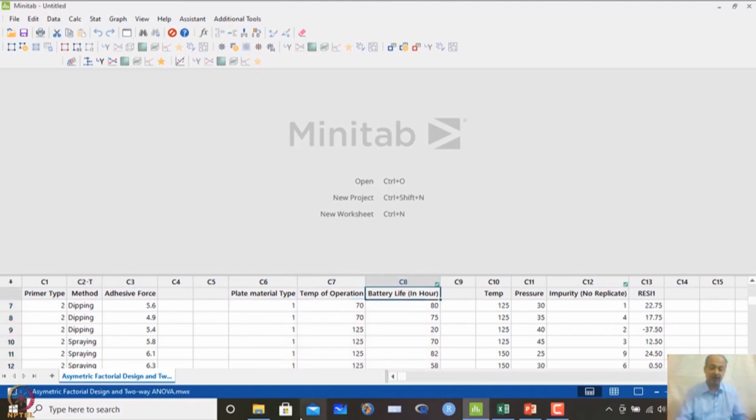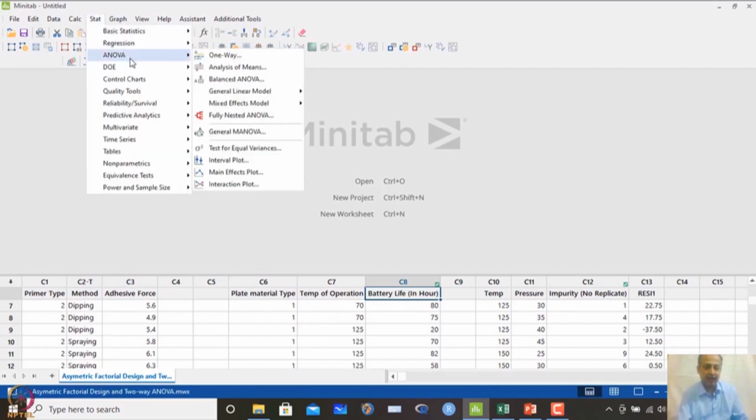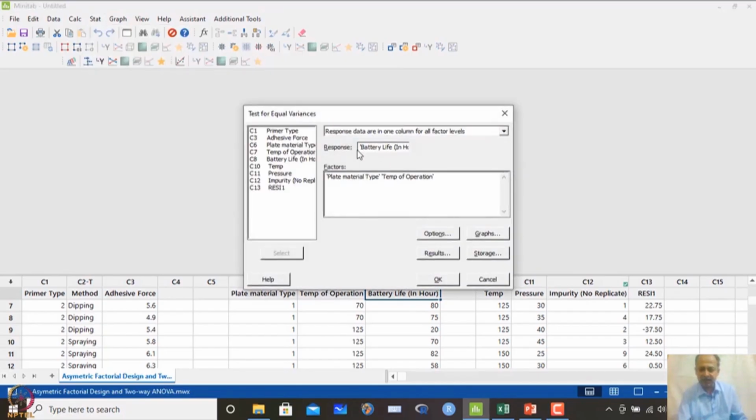First we can see whether the variance is the same throughout for every plate material and temperature combination, whether the variance is the same or not. That check we can do. So, we go to ANOVA analysis and test for equal variance. Then I say that my response is battery life, and the factors are plate material and temperature. In options we will go for other than normality. We can also do a normality test, which will give me other results, Bartlett's test.